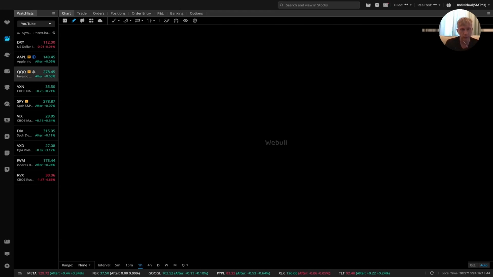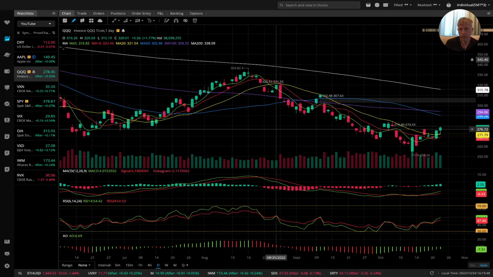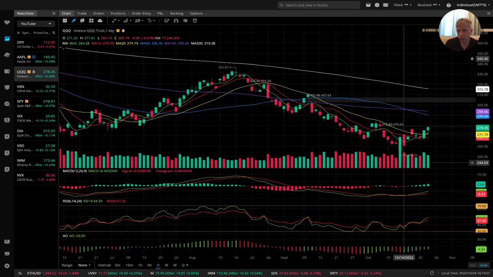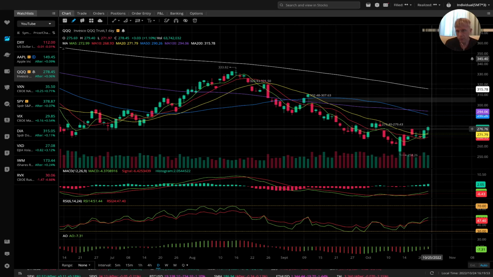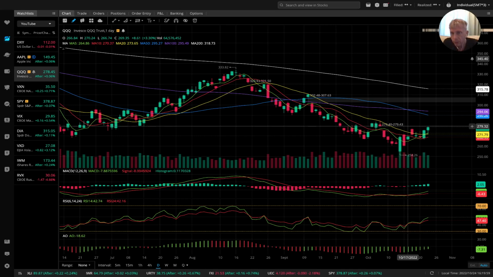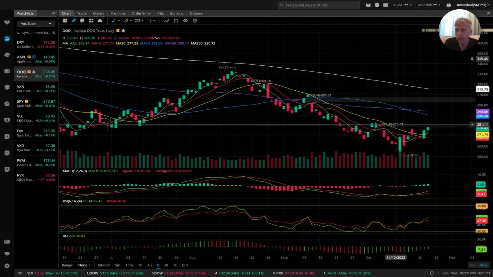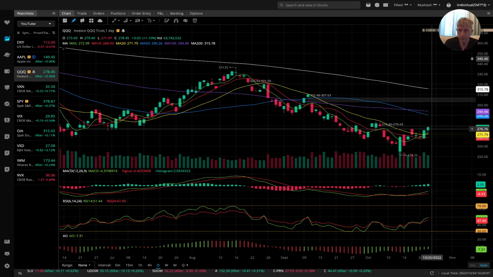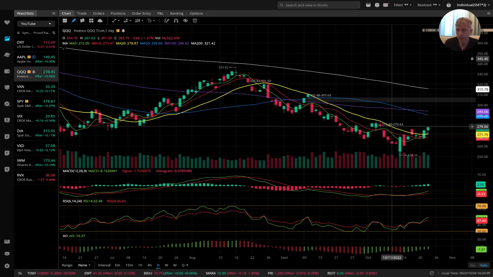Let's move to Qs on daily. Qs on daily. Green day. We almost closed the huge gap. It's almost closed. 43 cents. 3 cents is nothing. Almost closed today. We closed the gap, right?